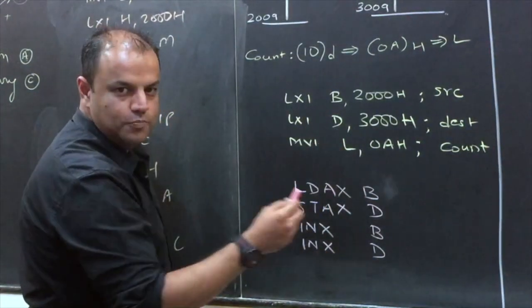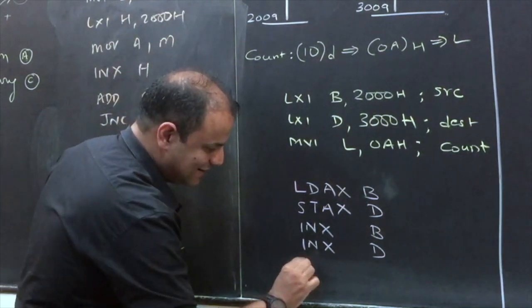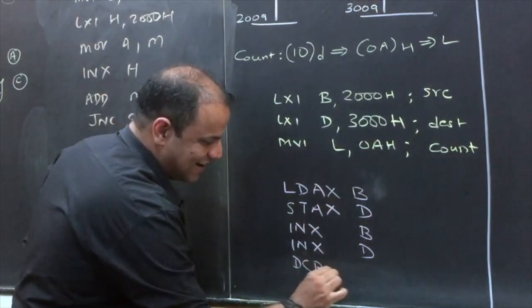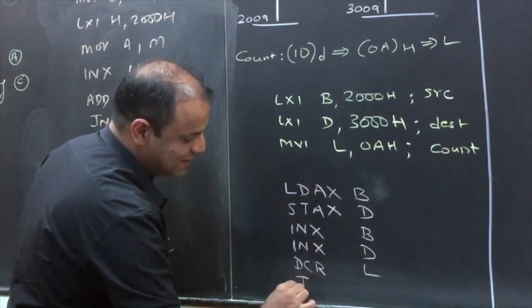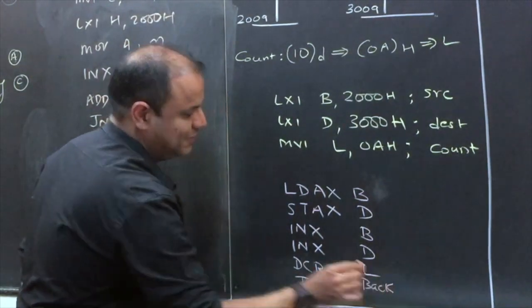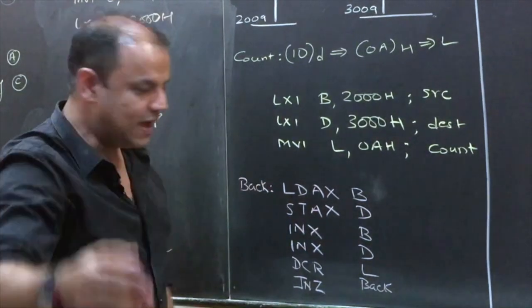So to make your loop, you're going to decrement your count. Your count is in L, so you're going to decrement L. I've taught you how to make loops. You know how to make loops, right? DCR L, decrement L, which is your count. Now put this procedure in a loop by writing JNZ back. This is back. What is back? Back is a label.